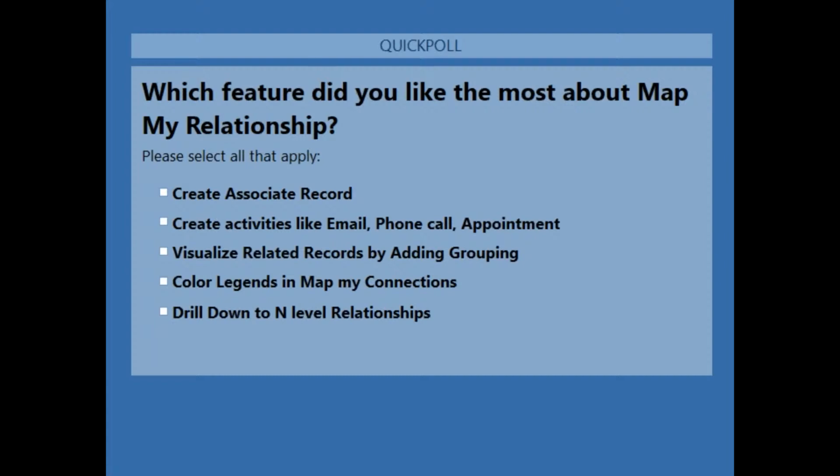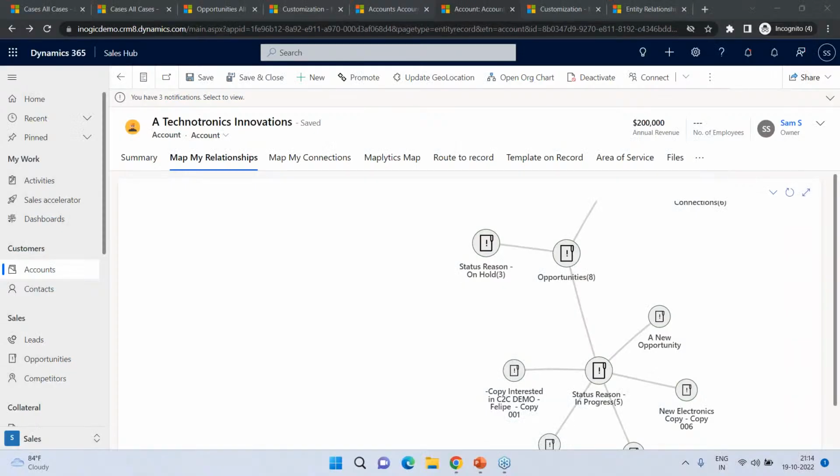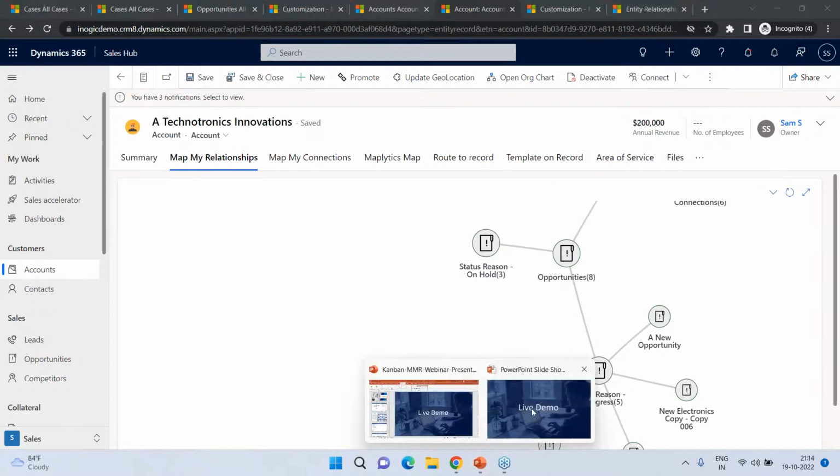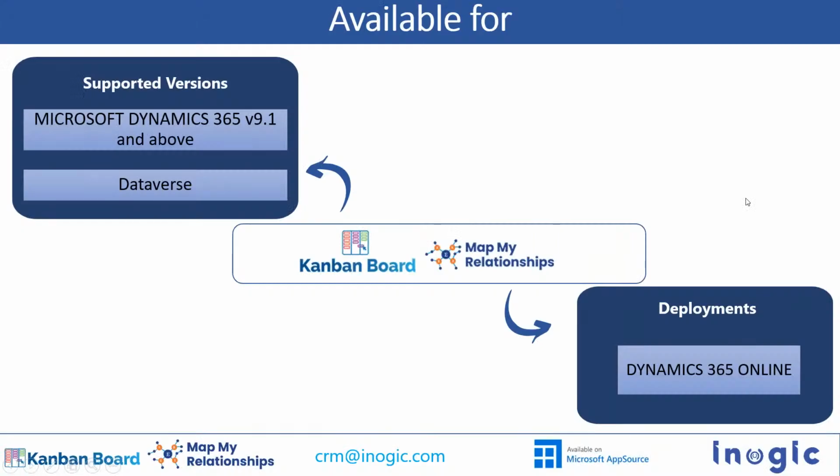Okay guys, thank you so much for your vote, and with that I'll just stop the poll, and the winner hands down is the drill down to n-level relationships. Almost 100% of the audience is agreeing with the drill down feature. With that being said, let me just very quickly switch back to my PowerPoint.